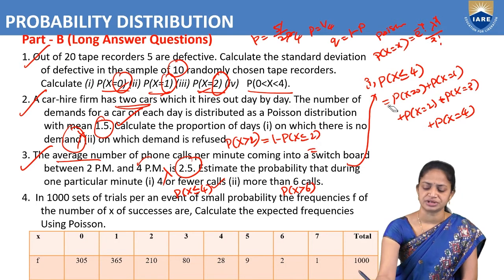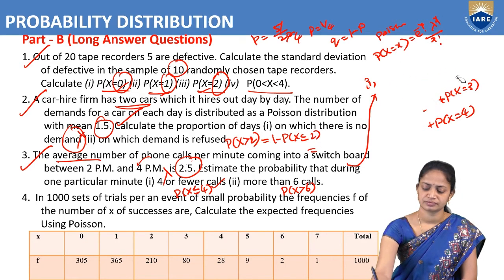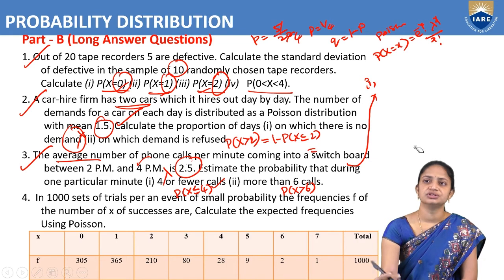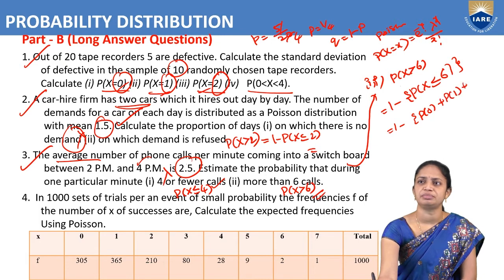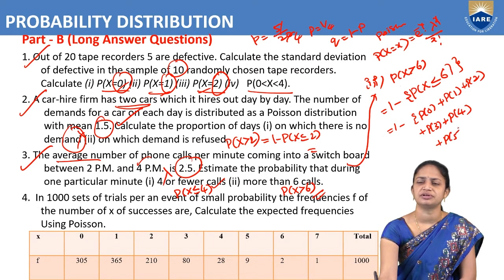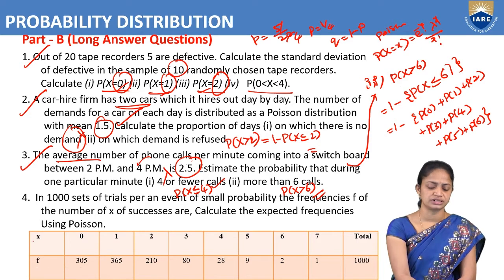And coming to the second question, we need to calculate P of x greater than 6. X greater than 6 means 1 minus P of x less than or equal to 6. So that is 1 minus P of x equal to 0 plus P of x equal to 1 plus P of x equal to 2, P of x equal to 3, P of x equal to 4, plus P of x equal to 5. We have to take P of x up to 6. So that is our third question.